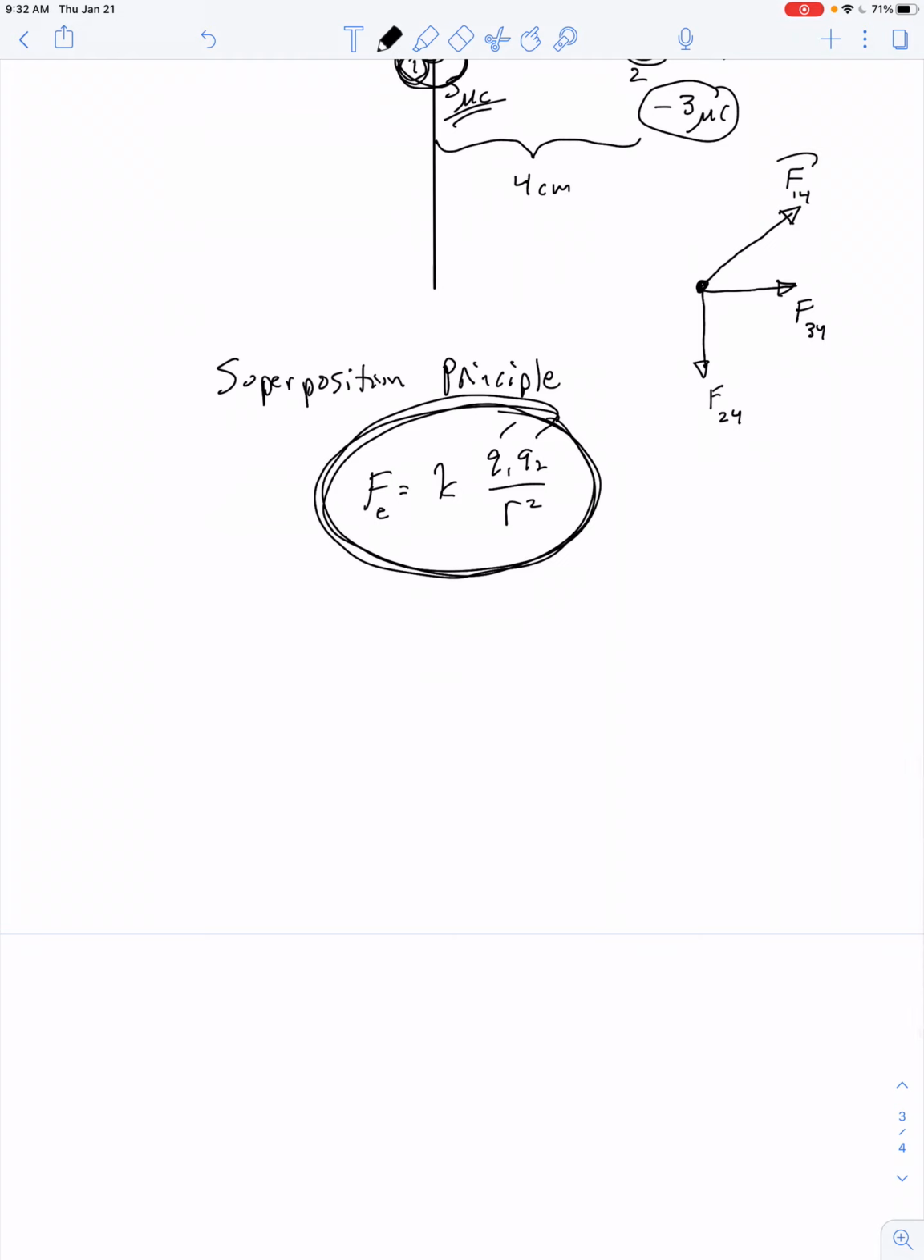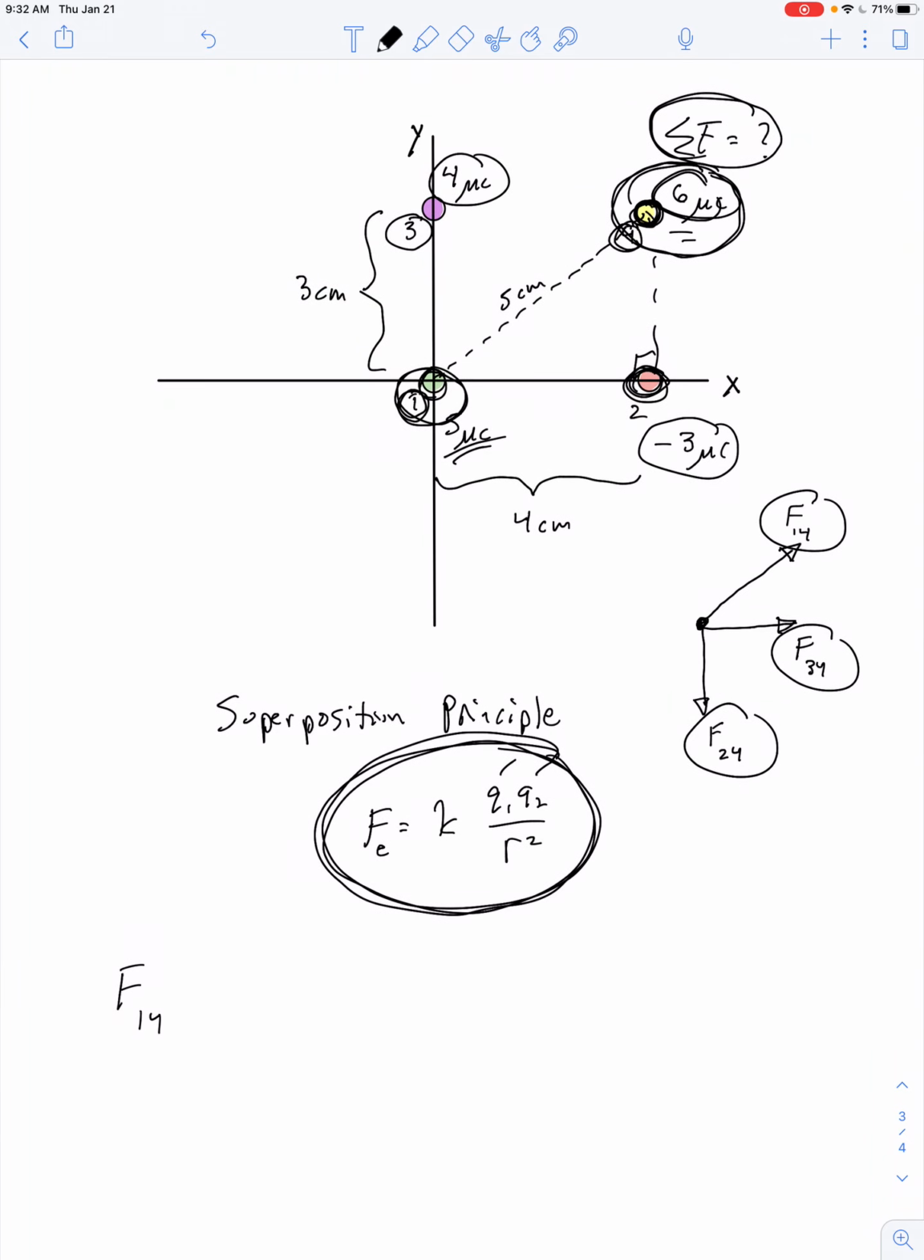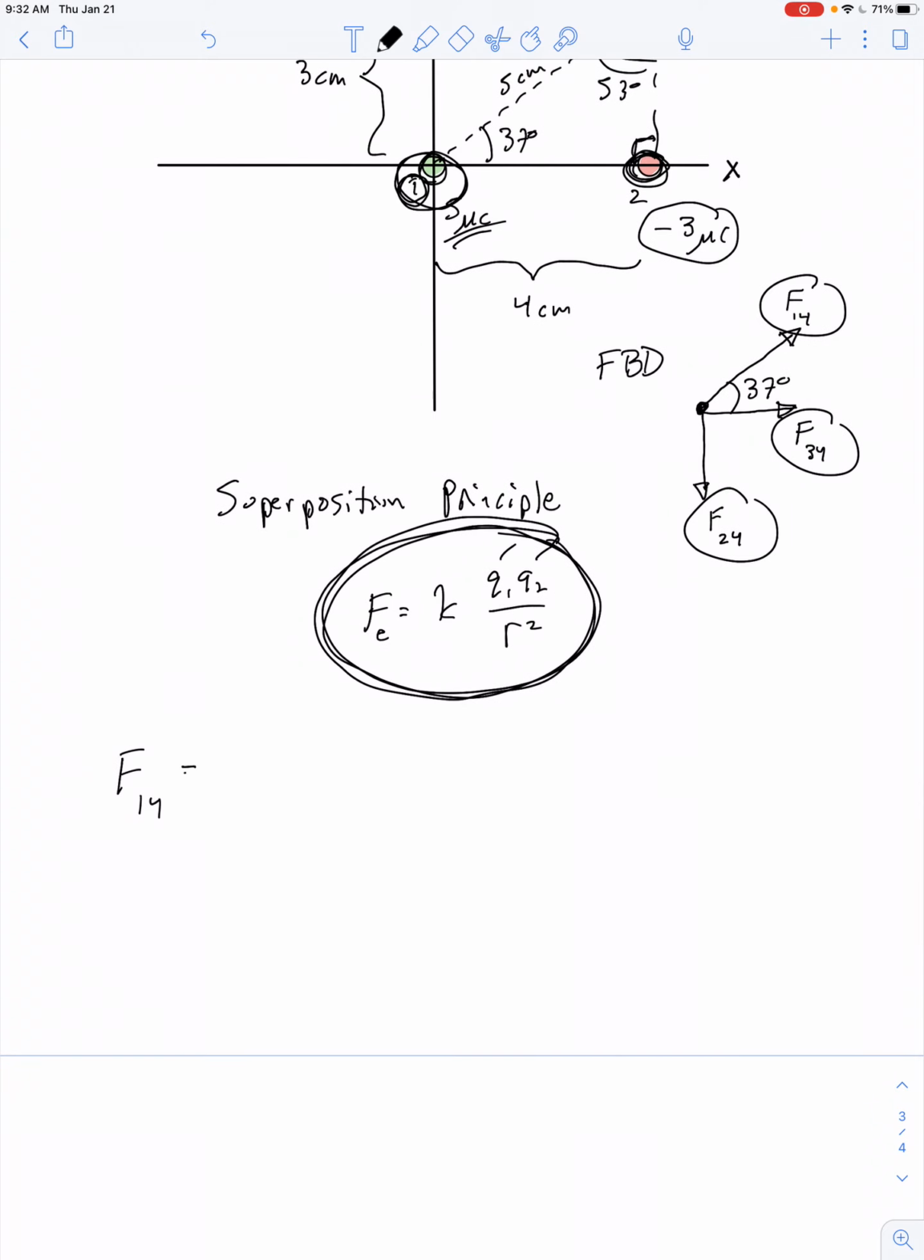So let's see. Let's just find each one of these individually and work it out. So F14. Oh, and by the way, before we get there, I think you know that the angles in a 3, 4, 5 right triangle are 37 degrees, 90 degrees, and 53 degrees. So we already know this value in our free body diagram, 37 degrees, okay? So the electrostatic force between charge 1 and charge 4 is K Q1 Q4 over R14 squared.